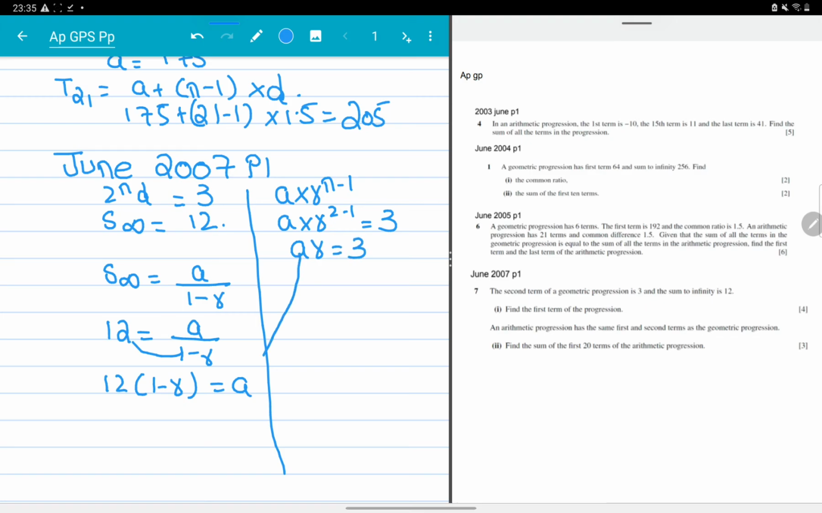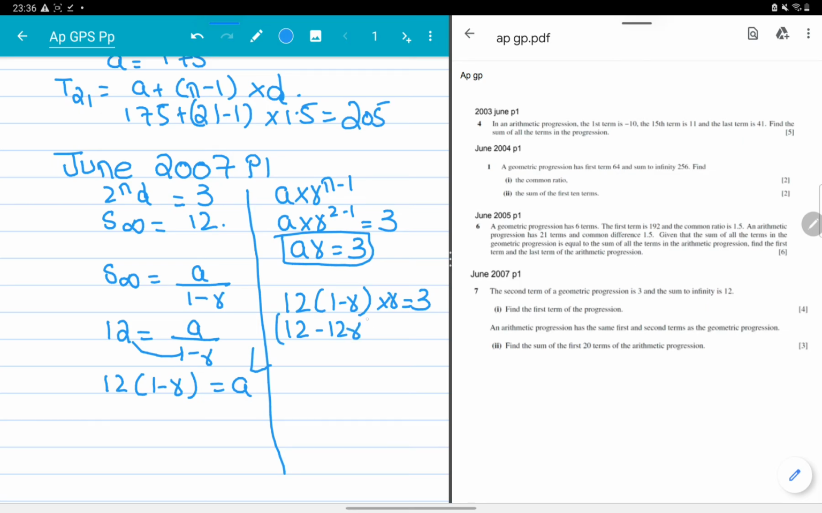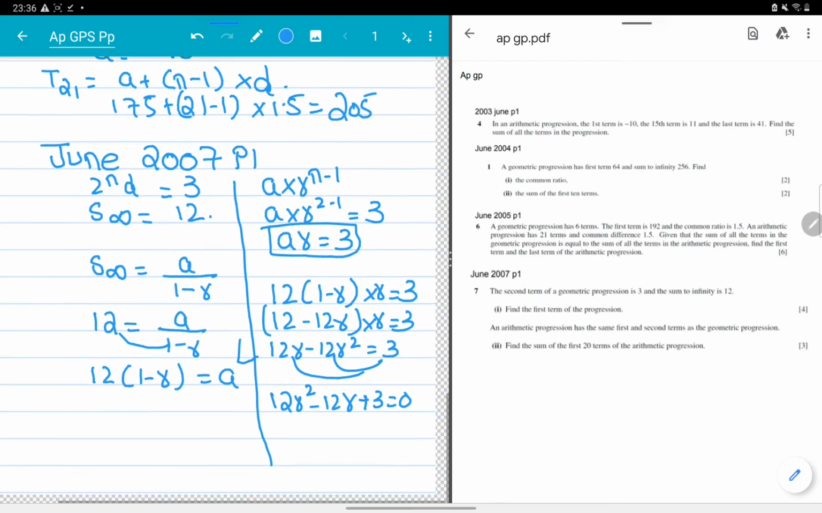So now can we substitute the value of a, which was 12 times (1 minus r) for a while, in this expression? Yes, we can. So let's substitute: 12 times (1 minus r) times r equals 3. So this becomes (12 minus 12r) times r equals 3. So this becomes 12r minus 12r square equals 3. Now bring both terms to the right side, so it becomes 12r square minus 12r plus 3 equals 0.